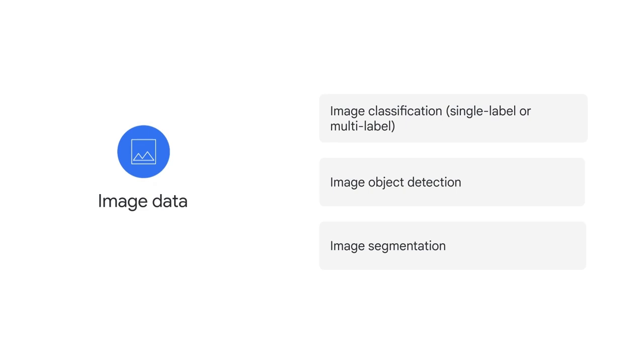For image data, you can train the model to classify images, either single label or multi-label. Single label means that you can only assign one tag to an image, like dog or cat, whereas multi-label means that you can assign multiple tags to one image, like dog, large, and brown. You can also train the model to detect objects and discover image segmentation.